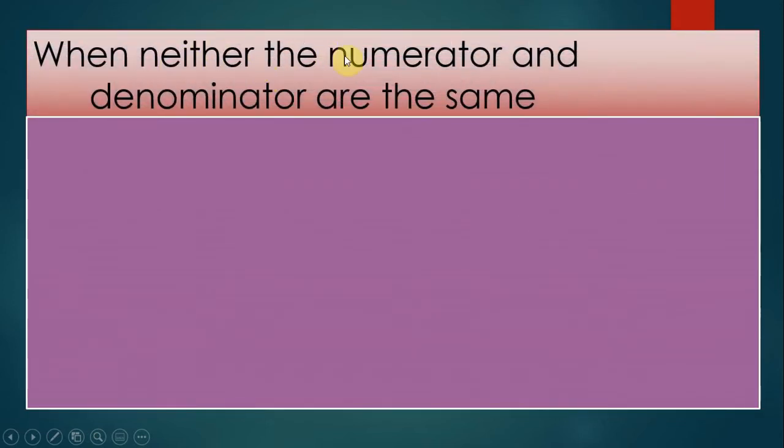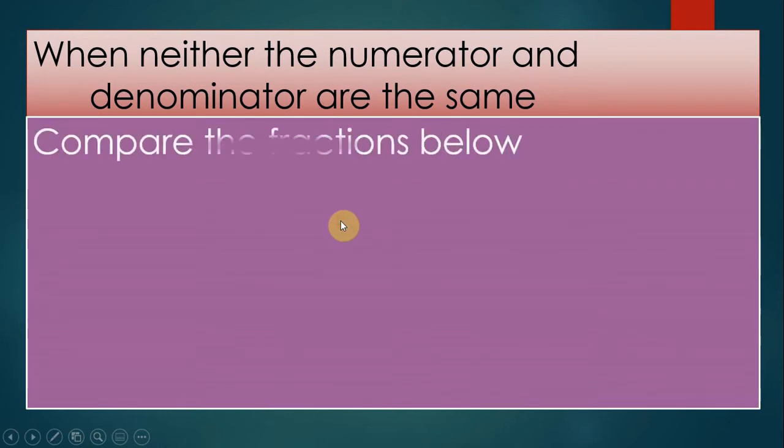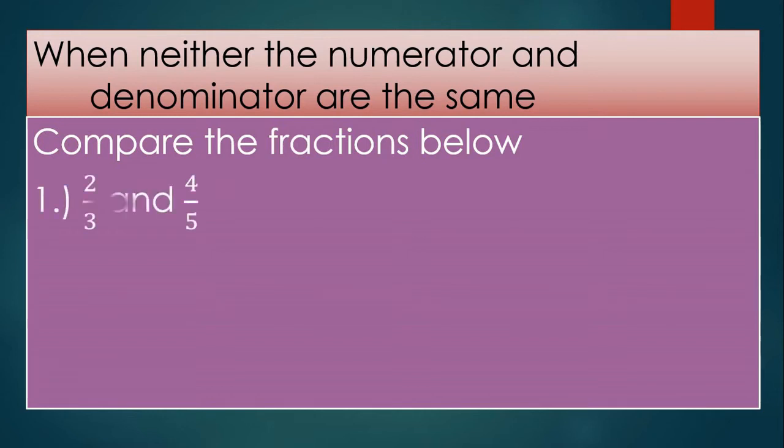So next, the third set of fractions is when neither the numerators nor the denominators are the same. They have different denominators and different numerators. How will you compare these two fractions? Compare the fractions below. For example, 2/3 and 4/5, which is greater? 2/3 or 4/5? The technique for this is cross multiplication.